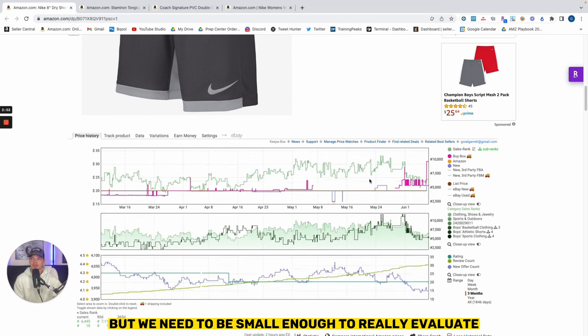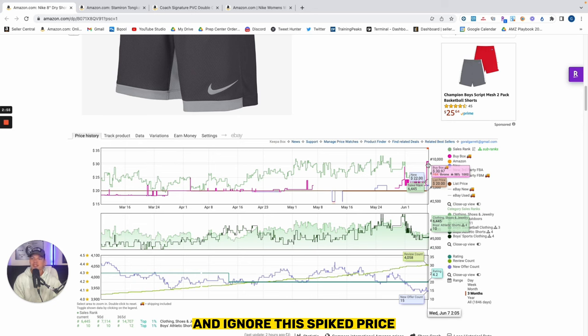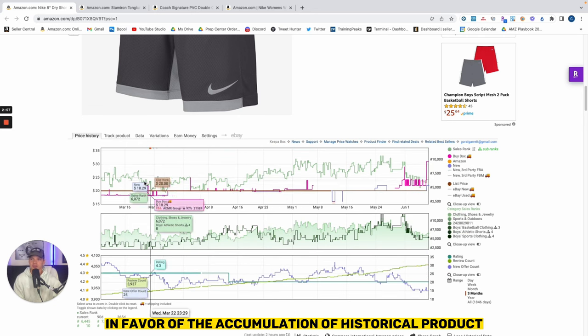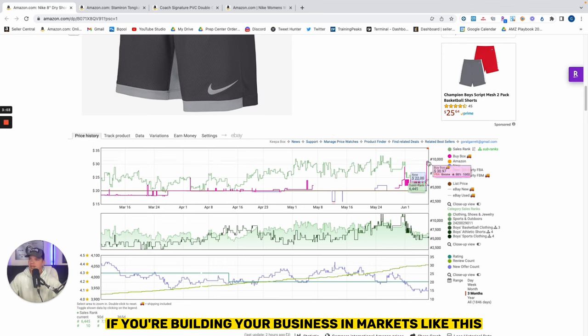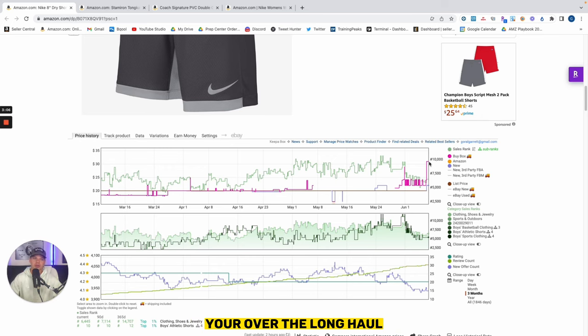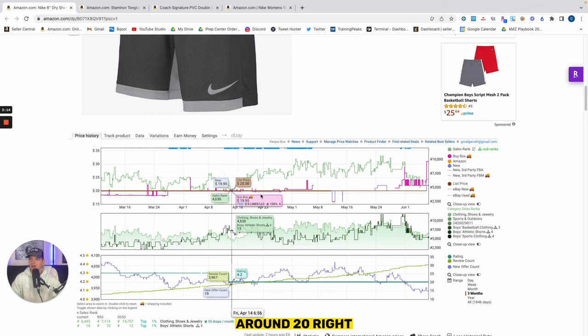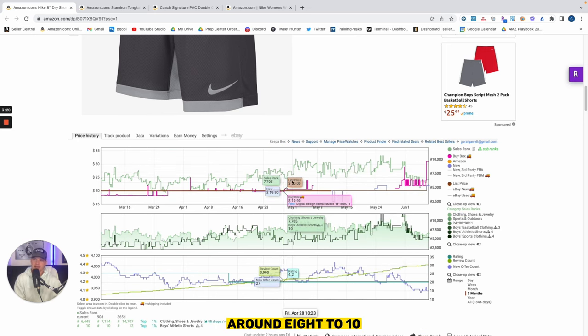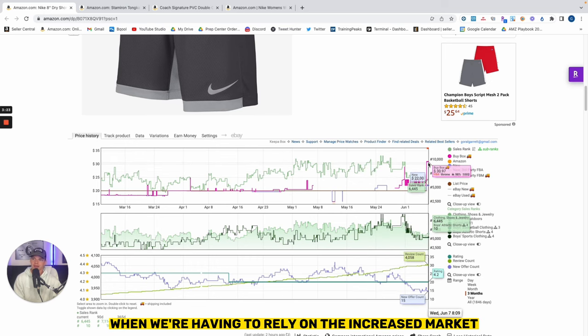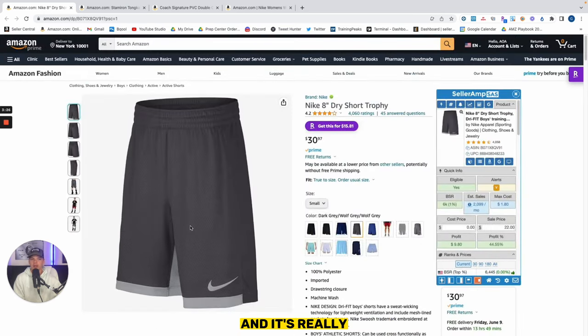But we need to be smart enough to really evaluate and ignore this spiked price in favor of the accumulation of historical data. That's not to say you can't make money up here. You can. However, if you're building your business in markets like this, the very short-term markets, over the long haul you're probably going to end up losing money, because most of these markets end up restoring to the norm, which is right here around 20, right? So you can buy this product, but I would suggest buying it around 8 to 10 rather than 15, when we're having to rely on the increased market. So that's point number one, and it's really, again, about buying based on the accumulation of historical price data, not based on the current price.